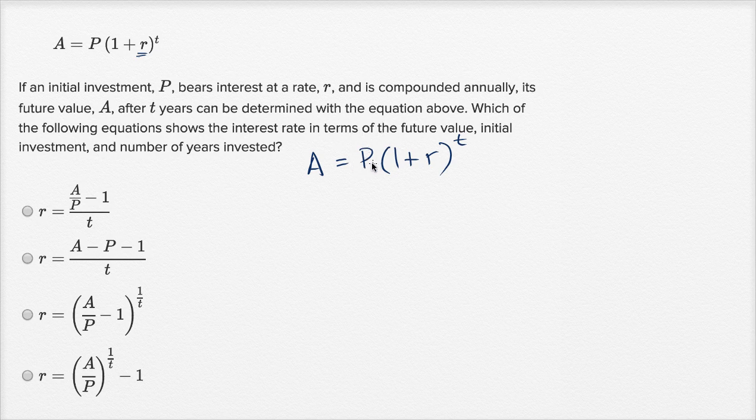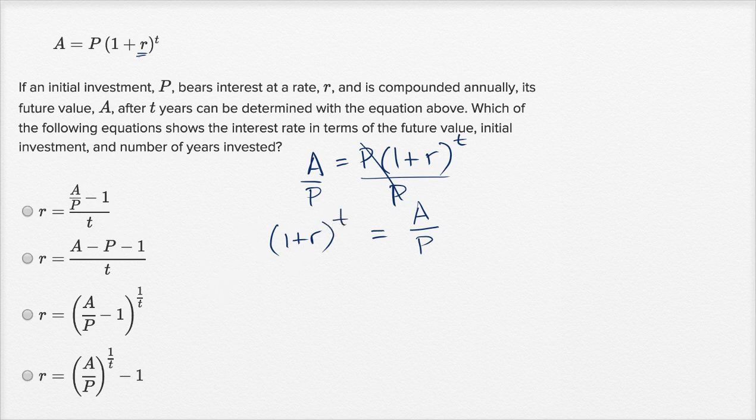So the first thing I can do is get the P onto the other side by dividing both sides of this equation by our initial investment. And actually let me swap the sides too. Then I get 1 plus r to the t power is equal to our future value divided by our initial investment. Now how do I get rid of this to the t power here?